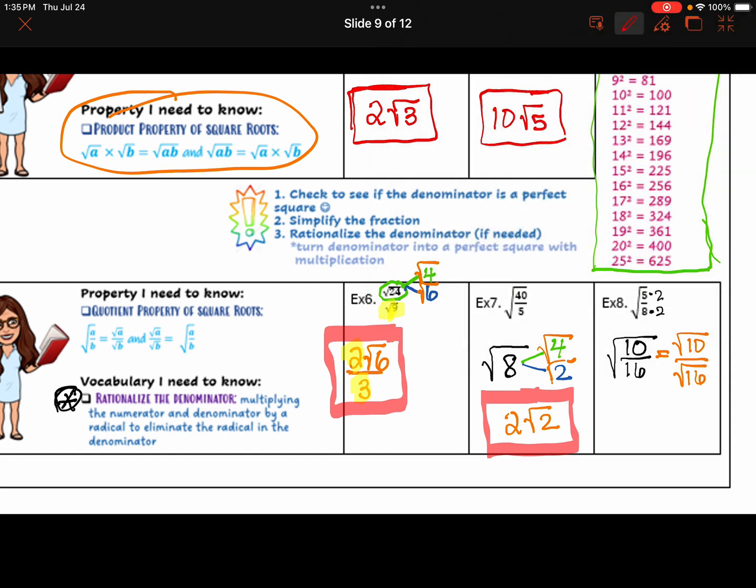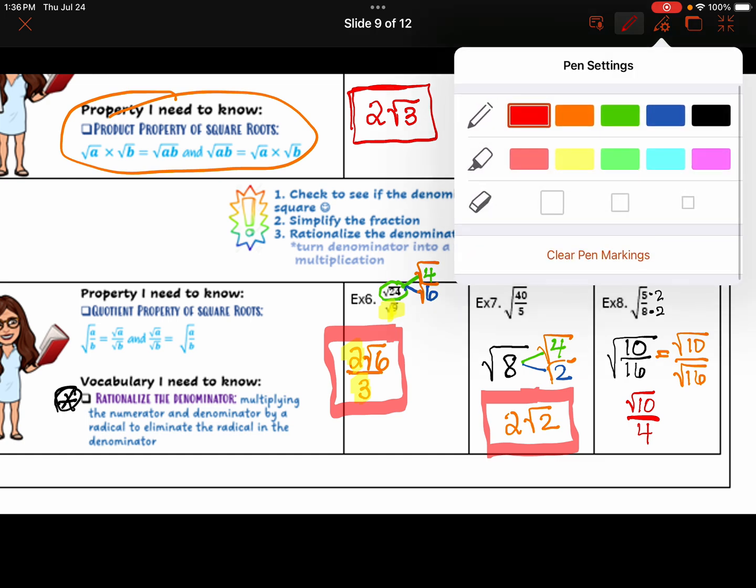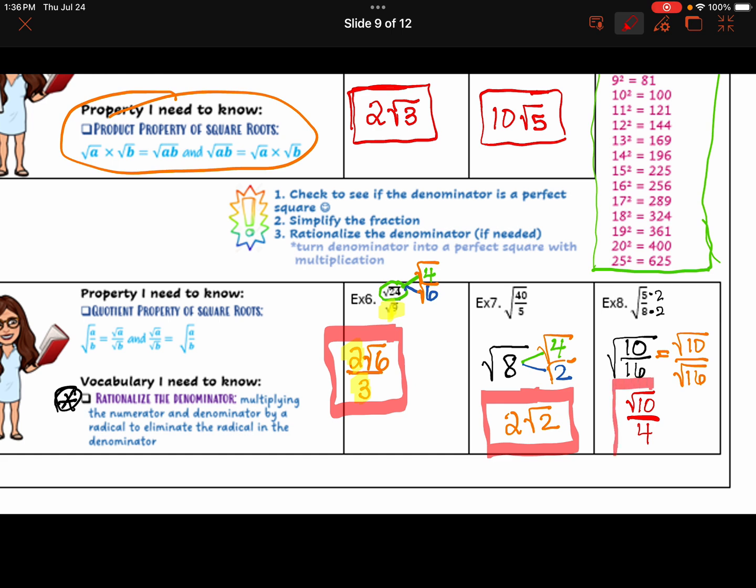The bottom is a perfect square, so the square root of 16 is 4. And then square root of 10. There's no hidden perfect squares. It's not a perfect square, so it's already simplified, square root of 10. And again, my chant's going to come into play. Inside with inside, outside with outside. And 10 is on the inside, 4 is on the outside. So even though they're both even numbers, I can't simplify them because they are not both inside or both outside. So that is my simplified version.